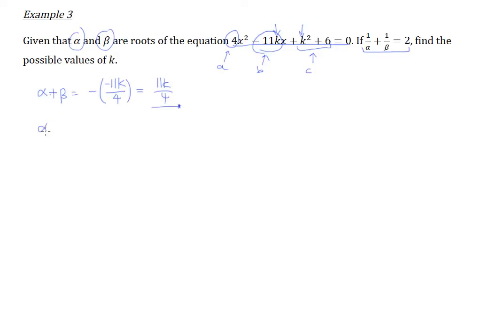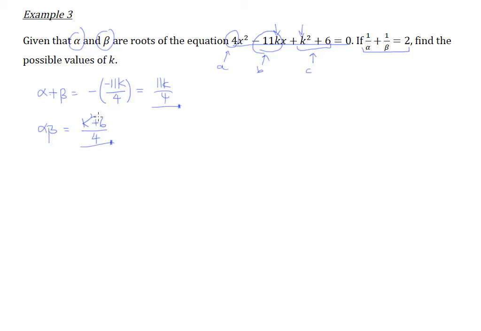Let's move on to the product of roots, which is alpha multiplied by beta. According to the formula that we know, alpha multiplied by beta gives us c over a. So c over a in this particular case will become k squared plus 6 over 4, right? Which is our c over a here. So this is our product of roots.